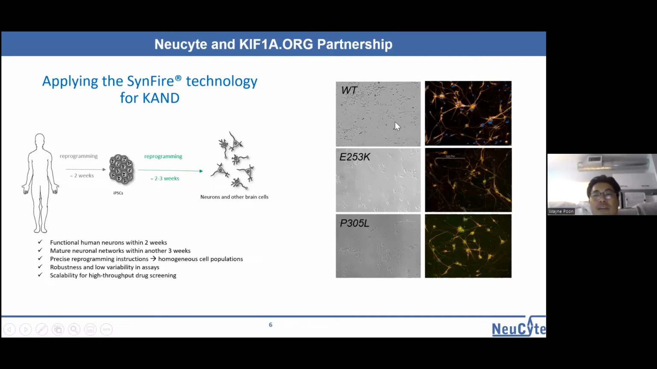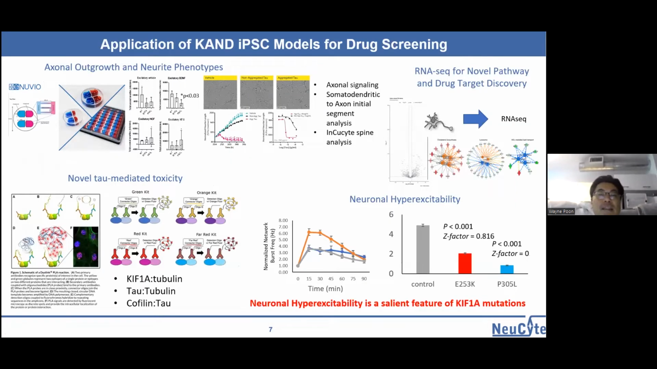And shown here is both phase contrast and immunocytochemistry of neurons from our wild type control that we have at NeuCyte, and then additionally the patient iPSC neurons from an E253K patient and a P305L individual. So with these neurons, both excitatory and inhibitory, we're able to apply these cells to various phenotypic assays to uncover phenotypes that we can drug screen.